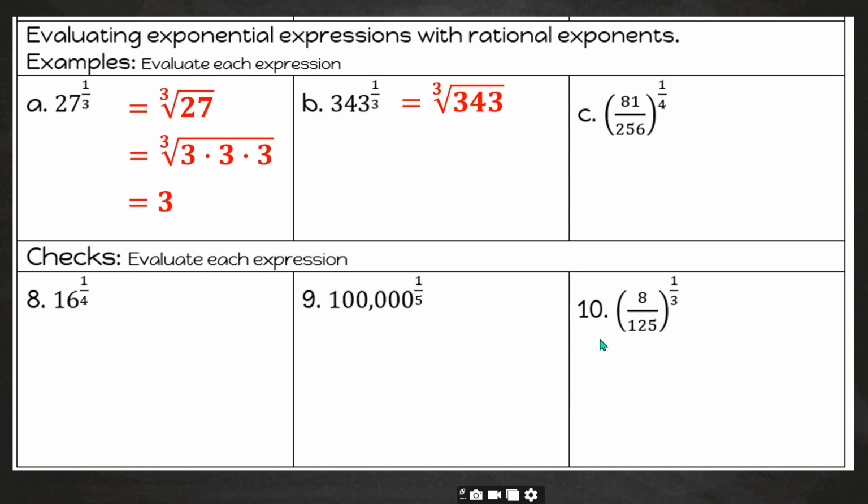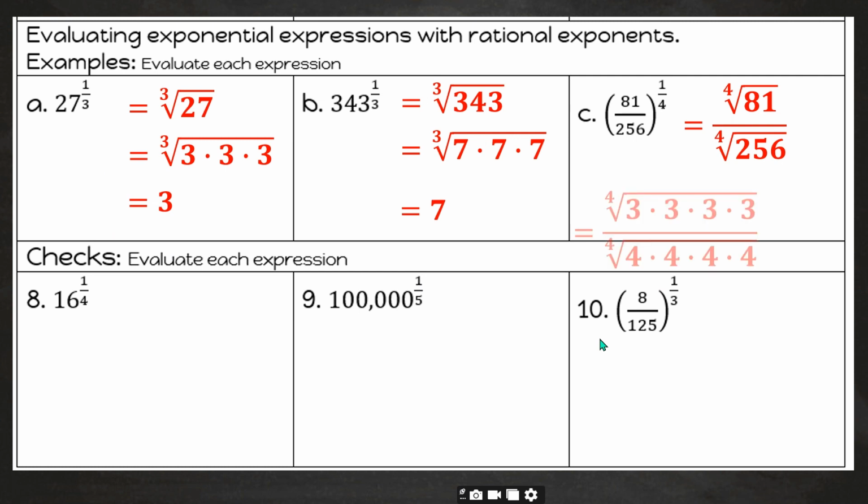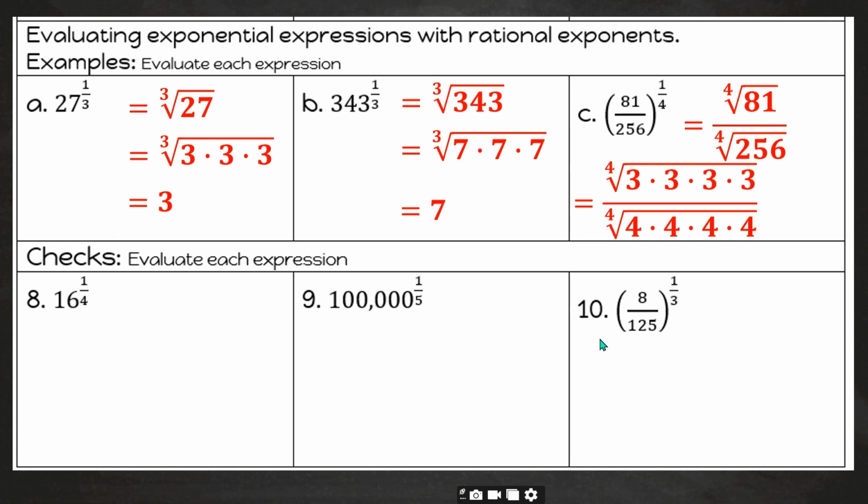343 to the 1/3 power is the third root of 343. So that is 7 times 7 times 7, and the third root of 7 times 7 times 7 is just 7. Finally, in order to do example C, we need to find the fourth root of the numerator and then the denominator. And so the fourth root of the numerator is 3 times 3 times 3 times 3, and the fourth root of the denominator is 4 times 4 times 4 times 4. So that simplifies to be 3/4.